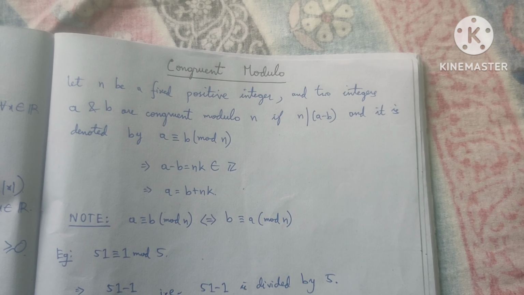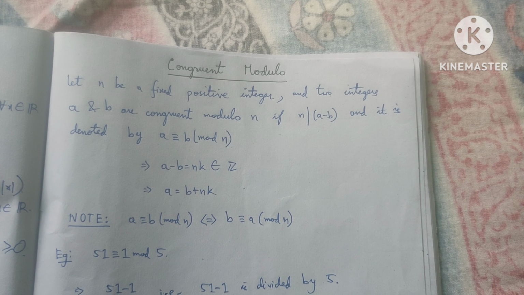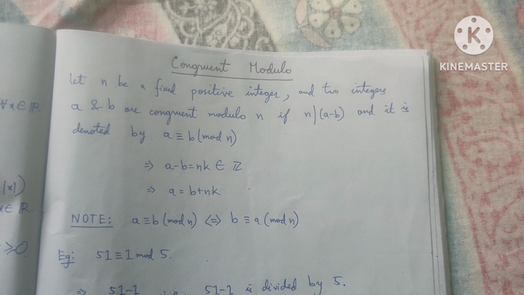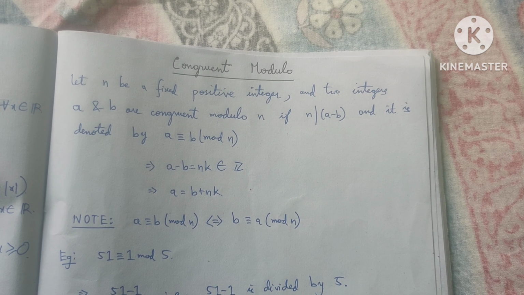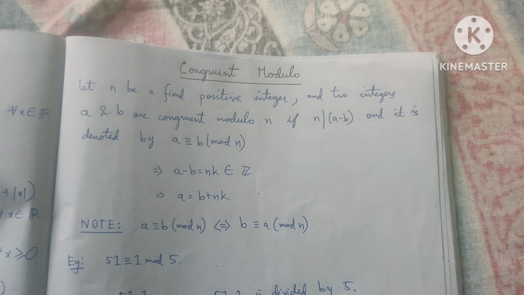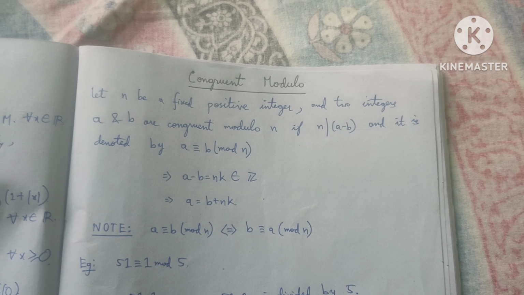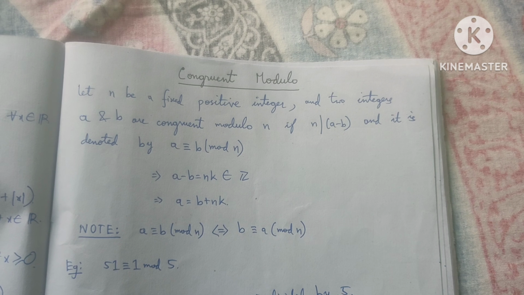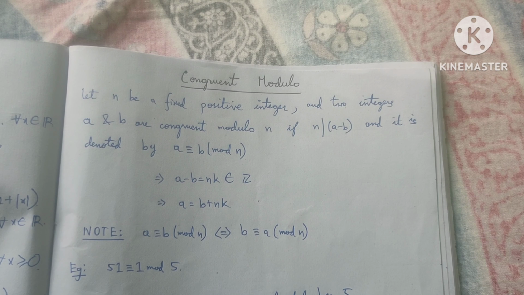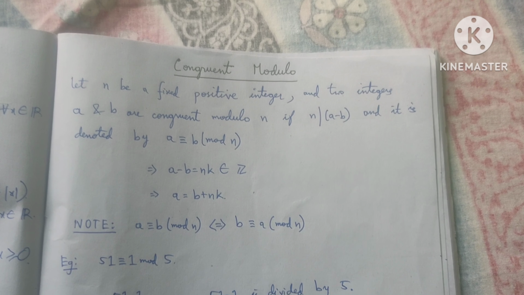Now note a congruent b mod n is equivalent to b congruent a mod n. It is because numbers within the same group are considered congruent modulo the division. For example, numbers like 1, 7, 13 and 19 all belong to the same group when divided by 6 because they all have the same remainder of 1.